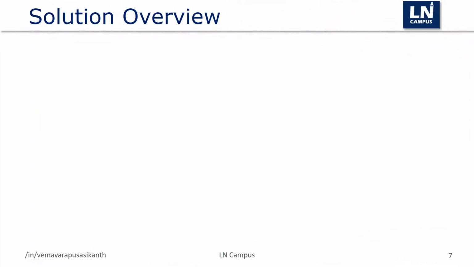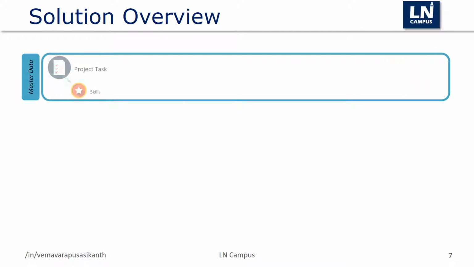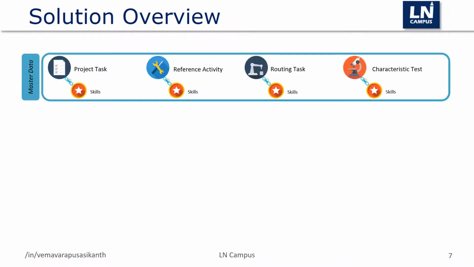How the resource management functionality is going to help us achieve the business challenges? Let's look at the solution overview now. Each activity that is part of the master data is now linked to a skill. If we take a production task of making threads on a shaft as an example, the skills required to perform the operation could be lathe operation and thread cutting.